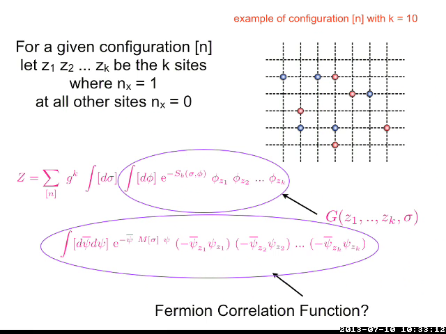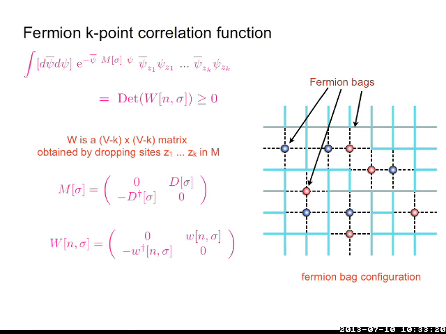And then there will be a fermionic integral, which I just argued was that since these sites basically get removed, the k-point correlation function in the fermion is exactly a determinant of a matrix W where all these different sites have been dropped. So again, if M has a solvable form, W has a solvable form, and so the sign problem is solved.